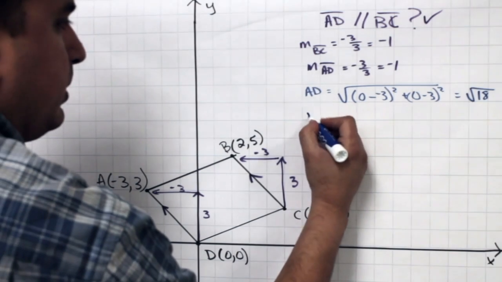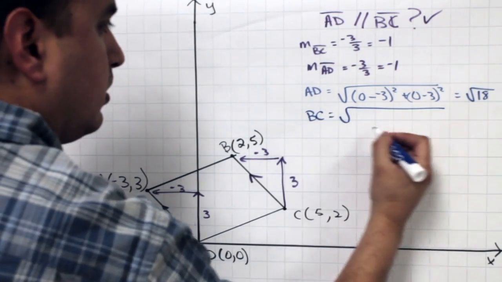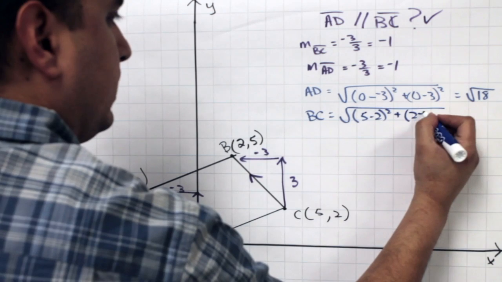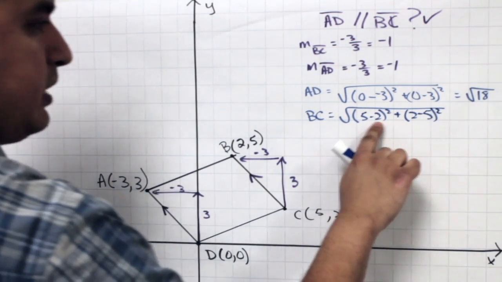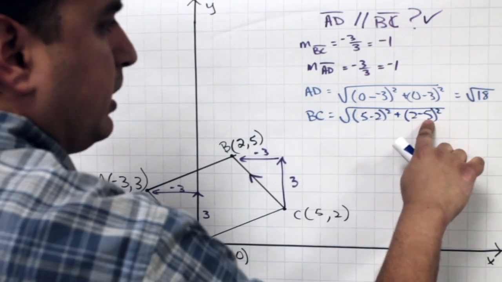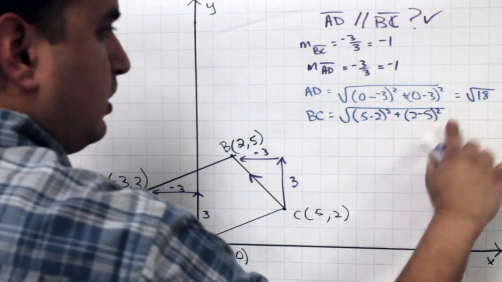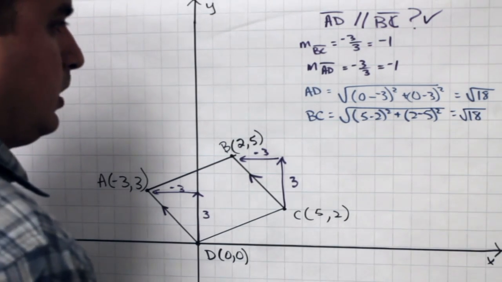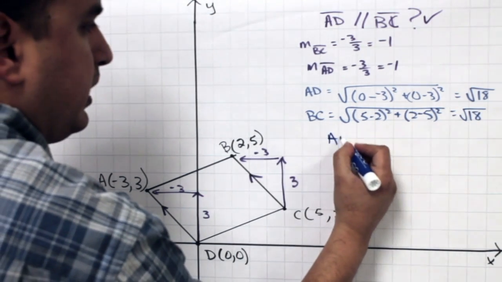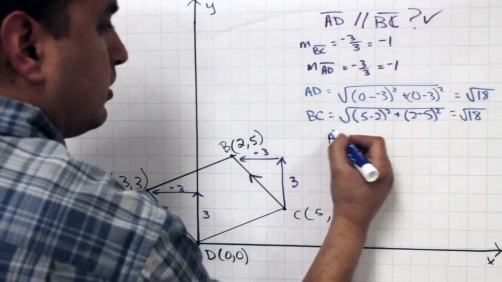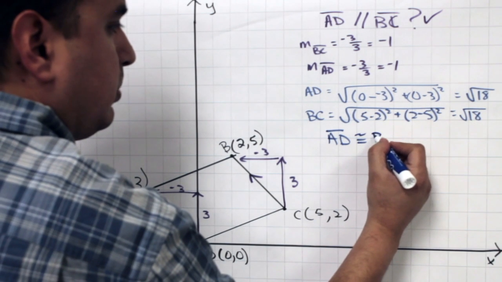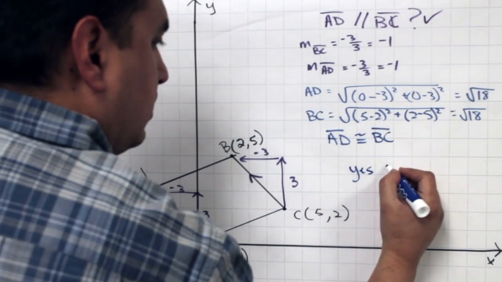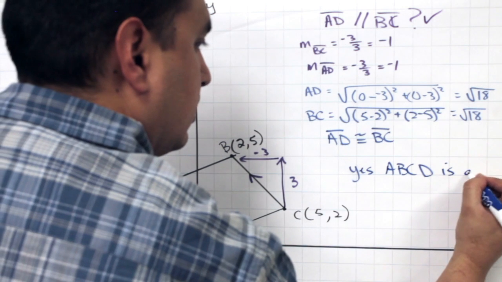Now we're going to do the same thing with BC. I got 5 minus 2 squared plus 2 minus 5 squared. 5 minus 2 is 3, so that's 3 squared. 2 minus 5 is negative 3, which is negative 3 squared. So both of those, if I put those in, come out to the square root of 18. Which means that the length of segment AD is congruent to segment BC. So then I would say yes, ABCD is a parallelogram.